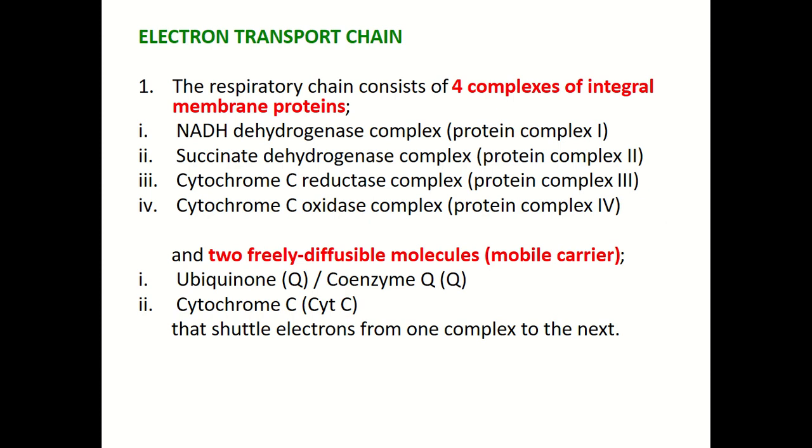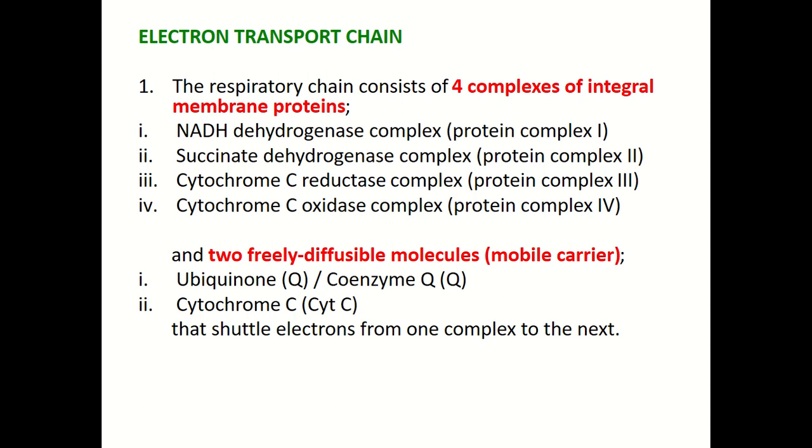So the first one, the last stage of aerobic respiration is referred to as oxidative phosphorylation, which is divided into three main processes: electron transport chain, chemiosmosis, and ATP synthesis. Now, first we're going to look at the electron transport chain.